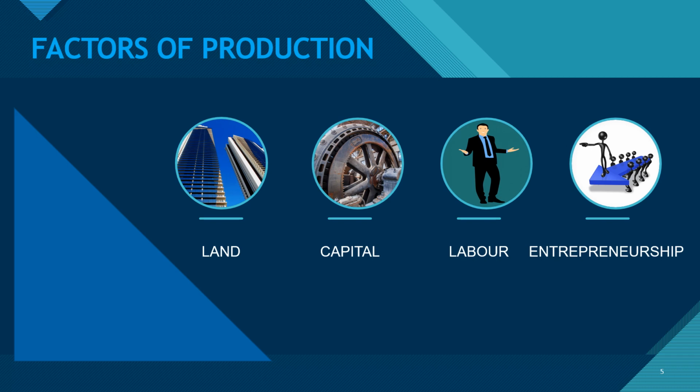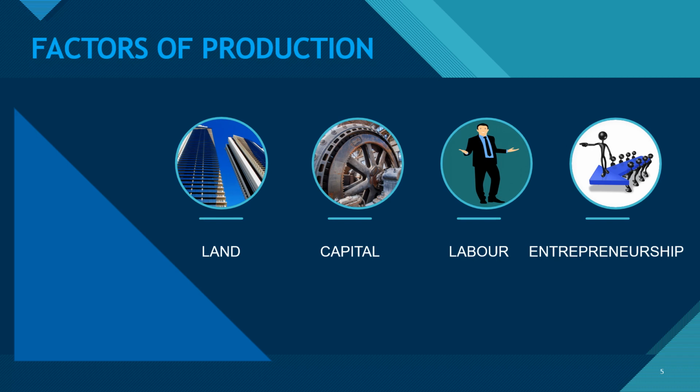Next comes capital, denoted by the alphabet K, which is the man-made stuff like machinery used in producing things. Third is labor. It is denoted by the alphabet L, which is the manpower or the human resource used in an organization or anywhere in the market.